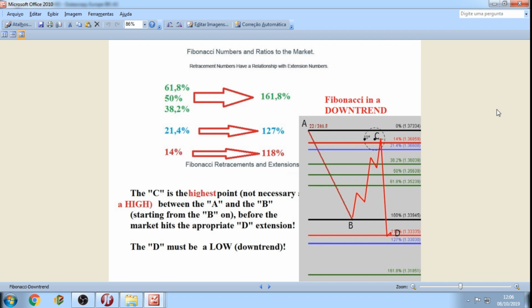The extension. George, are you here, George? George was asking yesterday how a C point can be a high or a low. Thank you, Annie. Thank you, Miguel.